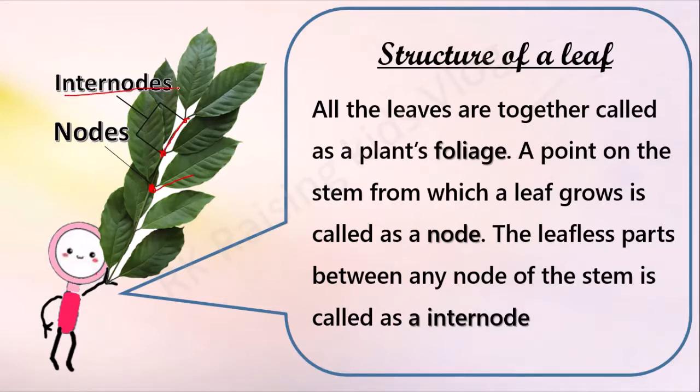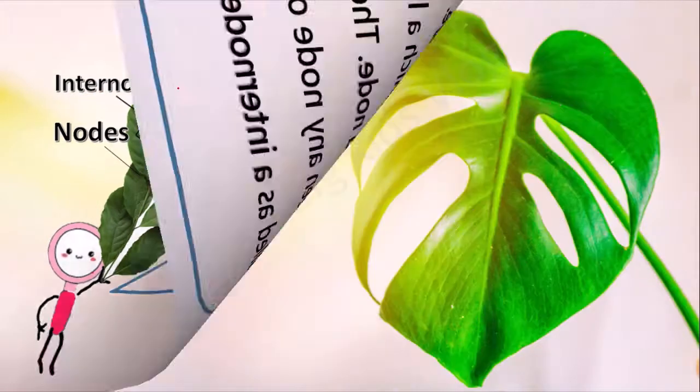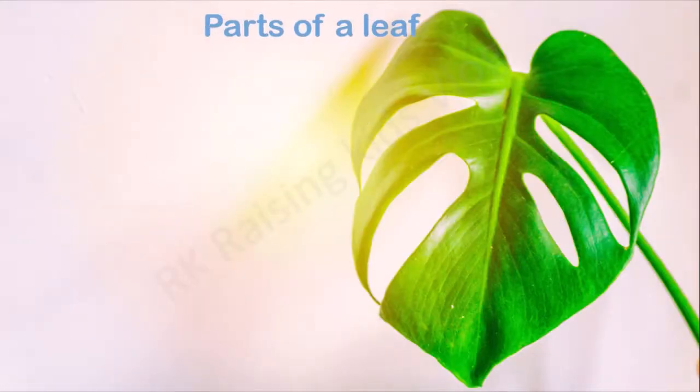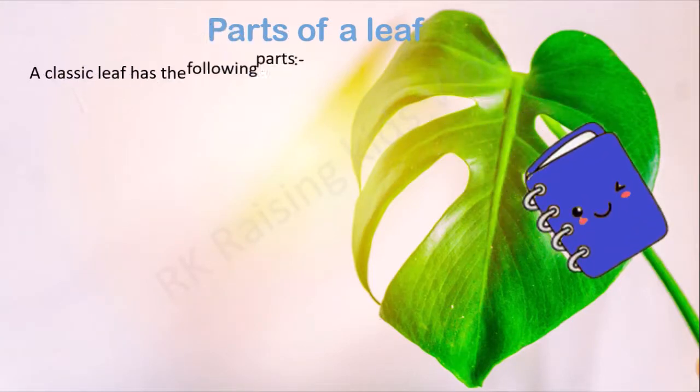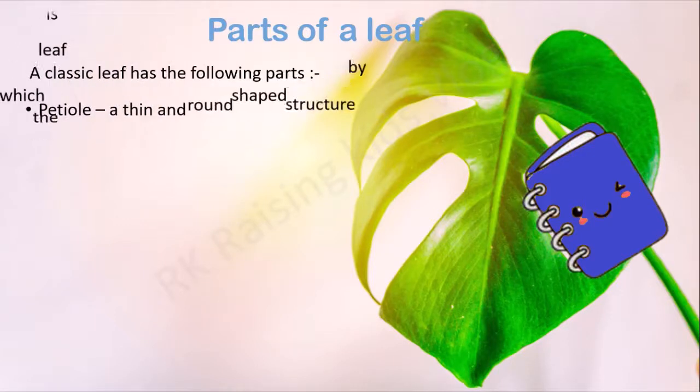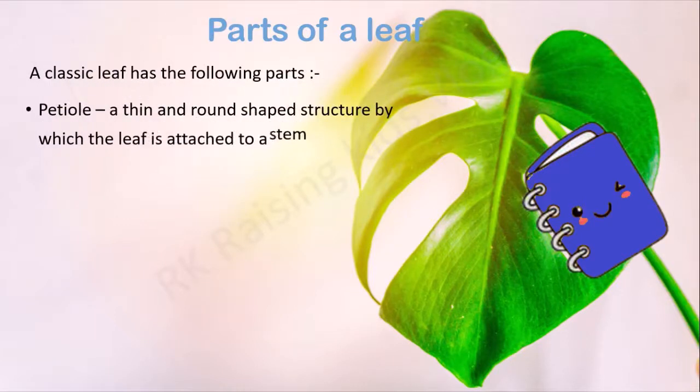Next we'll know about the parts of a leaf. A classic leaf has the following parts. Number 1, petiole. It's a thin and round shaped structure by which the leaf is attached to the stem. I can show you here. This is a petiole. Now I'm showing a red line, so this can be a petiole. But further in the chapter, I'll show you the diagram.